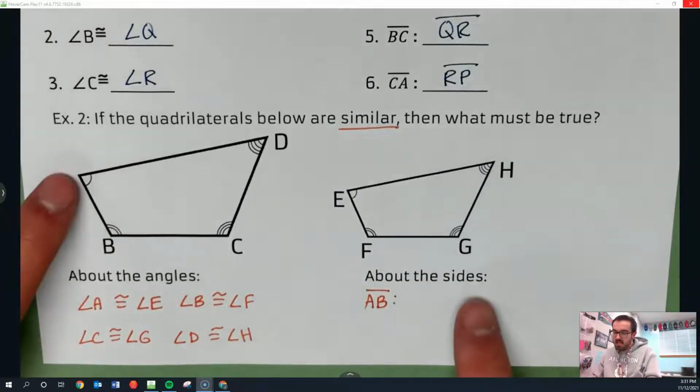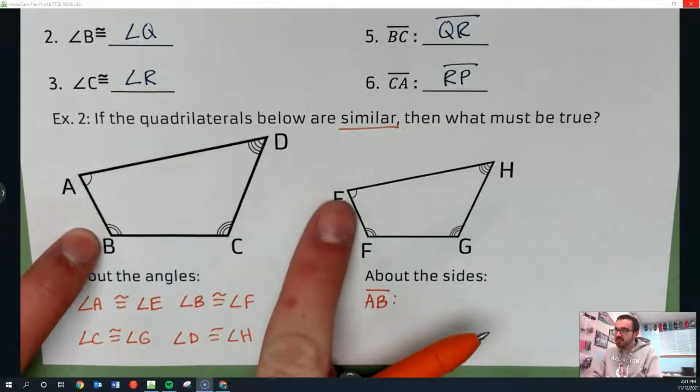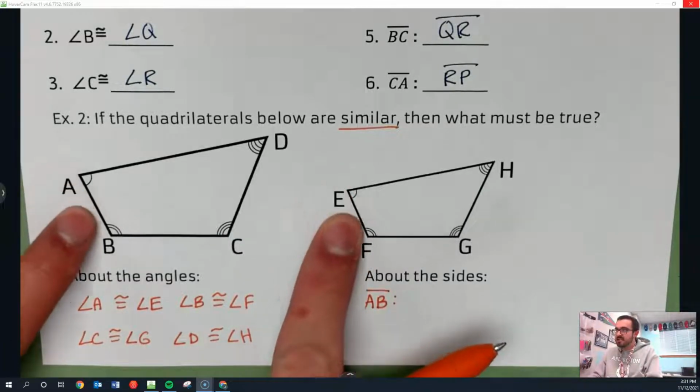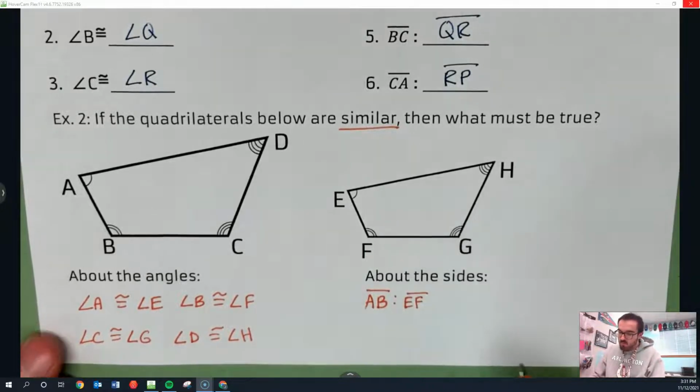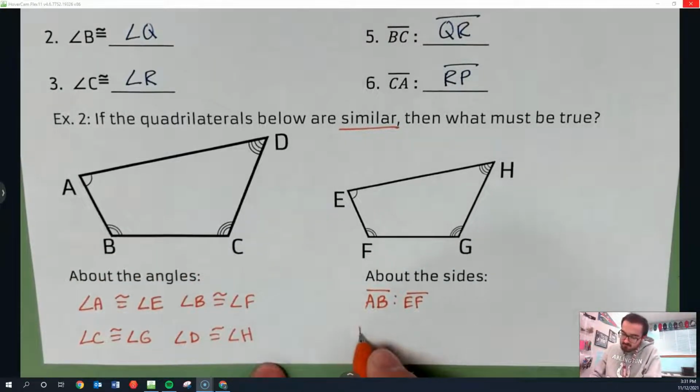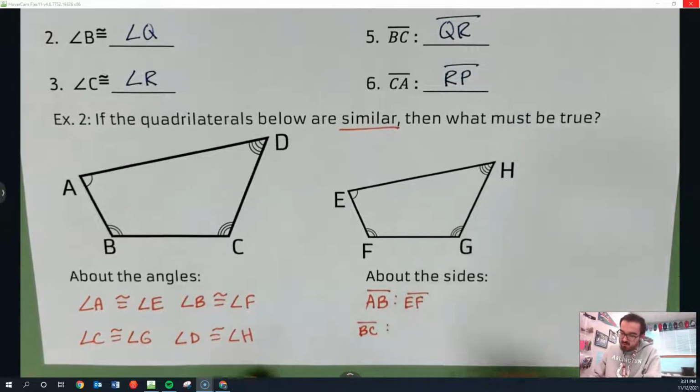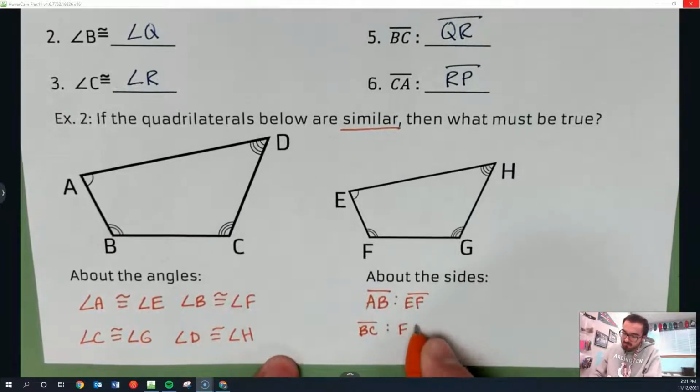Well, AB is right here. EF is in the same place. It looks like it has the same arc marks. So it would be EF. What about BC? BC would be proportional to FG on the bottom.